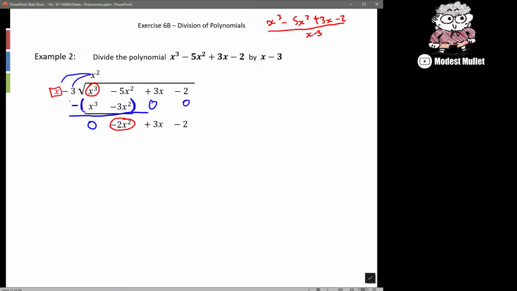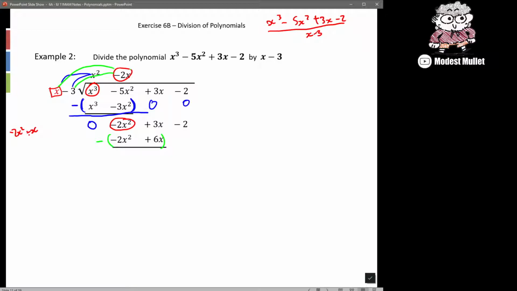Divide negative 2x squared by x, and whatever we get, we're going to put up the top, and that would be negative 2x. That is coming from negative 2x squared divided by x. That leaves us with negative 2x. Repeat the process. We're going to multiply it by everything out the front. So negative 2x times x is negative 2x squared. Negative 2x times negative 3 is plus 6x.